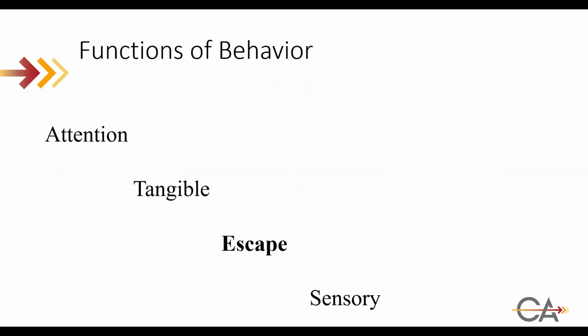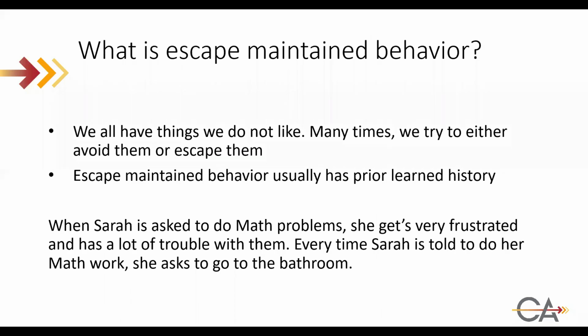And escape. So what is escape maintained behavior? Well, we all have things we do not like. Many times we try to either avoid them or escape them altogether. So escape maintained behavior usually has a prior learned history. You have to know you don't like something, but not always. So when Sarah is asked to do math problems, she gets very frustrated and has a lot of trouble with them. Every time Sarah is told to do her math work, she asks to go to the bathroom.